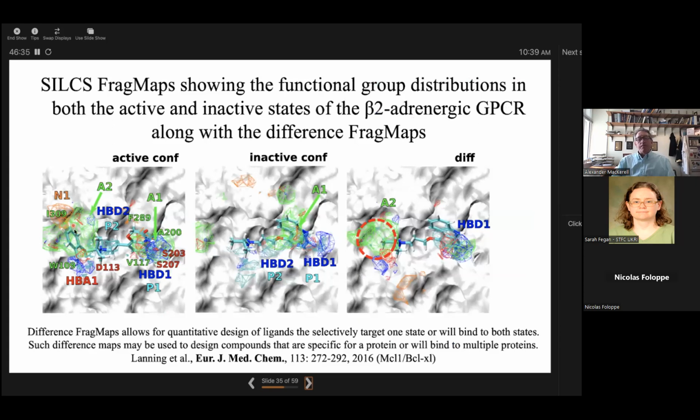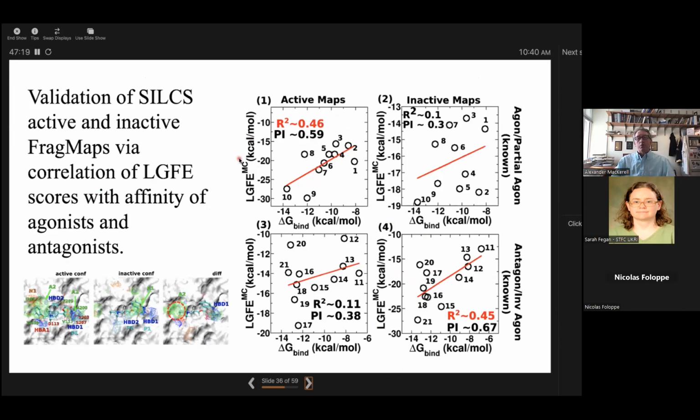Here we can look at the FragMaps in the active conformation and the inactive conformation. Now we're in the orthosteric site, and we can look at different FragMaps. What we can start to see right away, in a qualitative sense, is which regions are important for driving agonist versus antagonist binding and so on. These difference FragMaps are very powerful to understand agonism versus antagonism, but you can also use them to understand specificity for, say, two different kinases. I've got a quick example where we've applied it to some of the BCL2 proteins and so on. So what we now do is we did a validation.